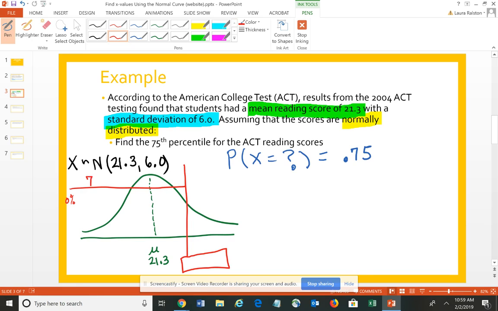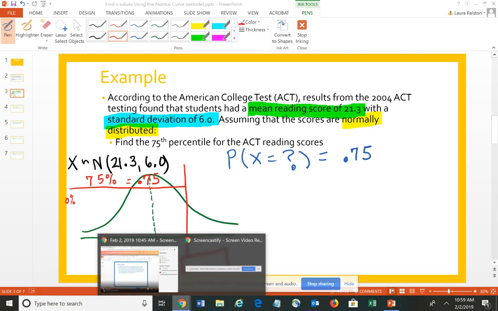But we have 75% or 0.75 of the data values below that value. So this is a little bit different. We start out knowing the percentage, and we're trying to backtrack to the cutoff score or the data value. This is called the inverse normal distribution.